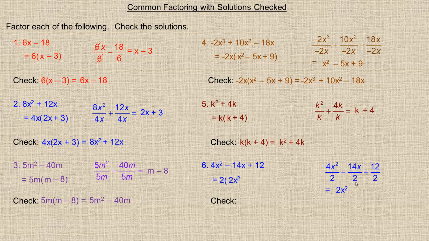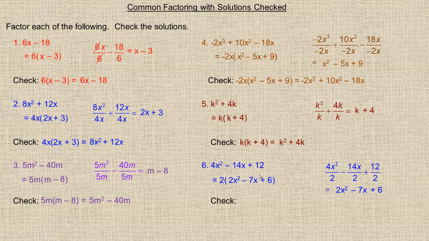Negative 14x divided by 2 would be a minus 7x, because negative 14 divided by 2 is negative 7. No x's divide out, so we put a minus 7x here. And 12 divided by 2 is 6, so we put a plus 6 here, close the bracket. So that is the factored form.